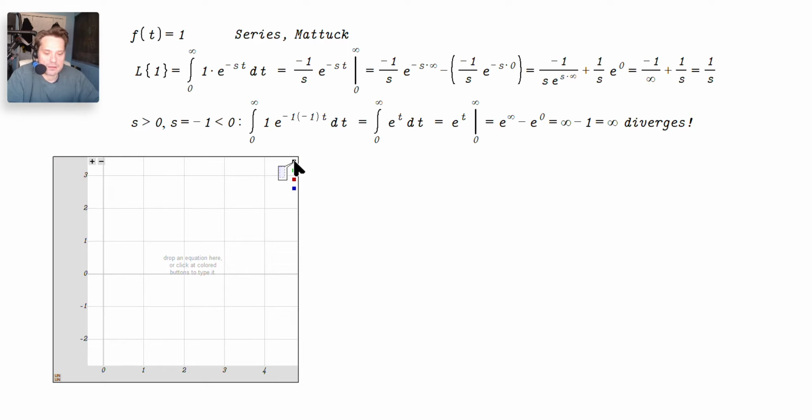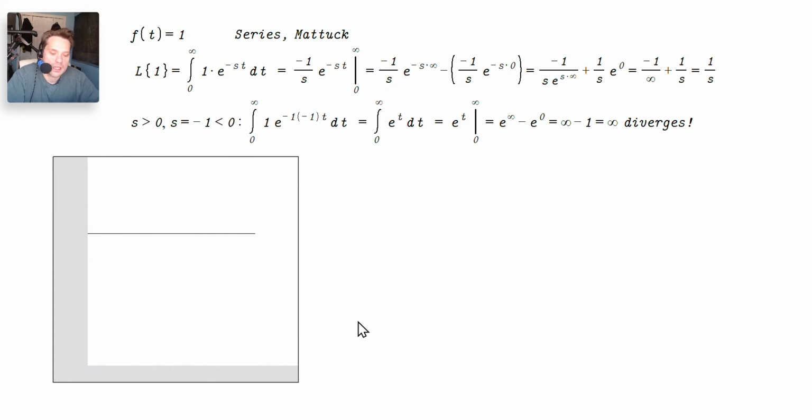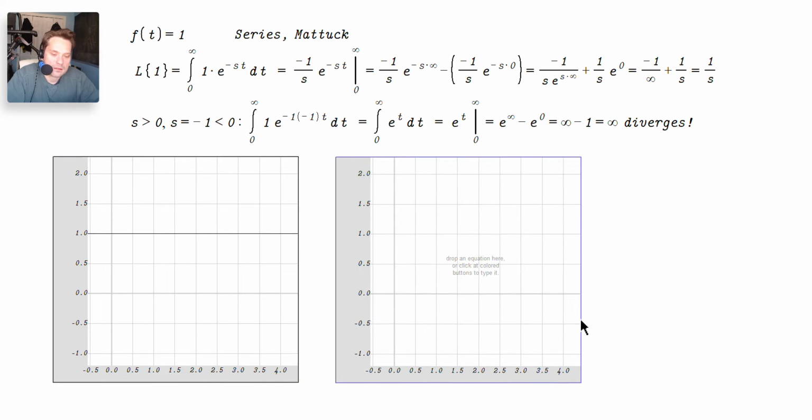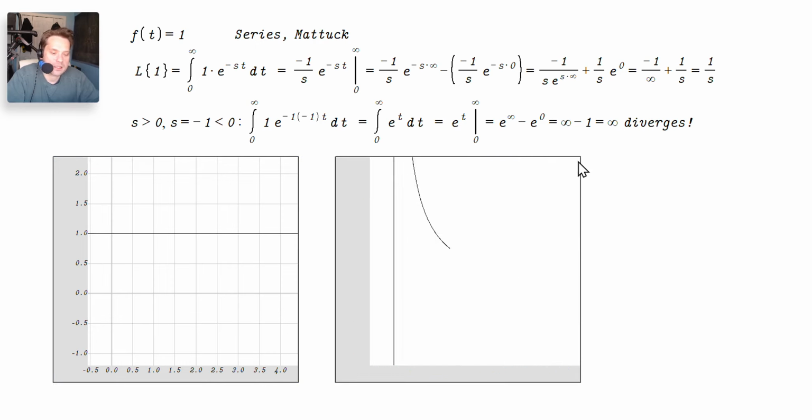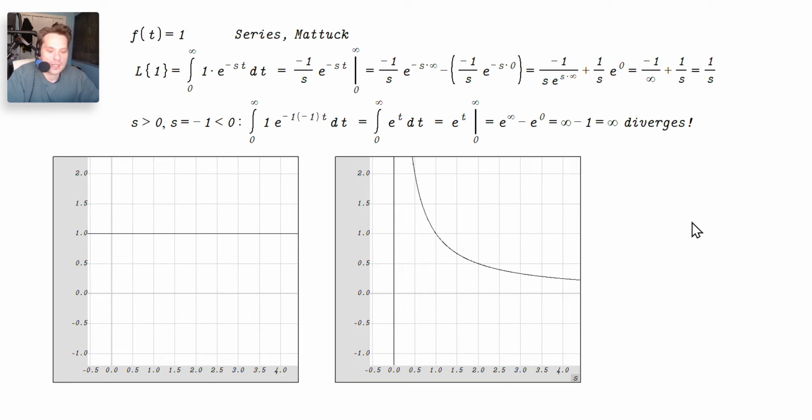So here we have the following. This is the function 1. So this is the function 1, the original function we're transforming, like this. And by the time you finish, you have the function 1 over s. So 1 over s looks like this, 1 over s. There's a relationship you should understand between these two here, right?